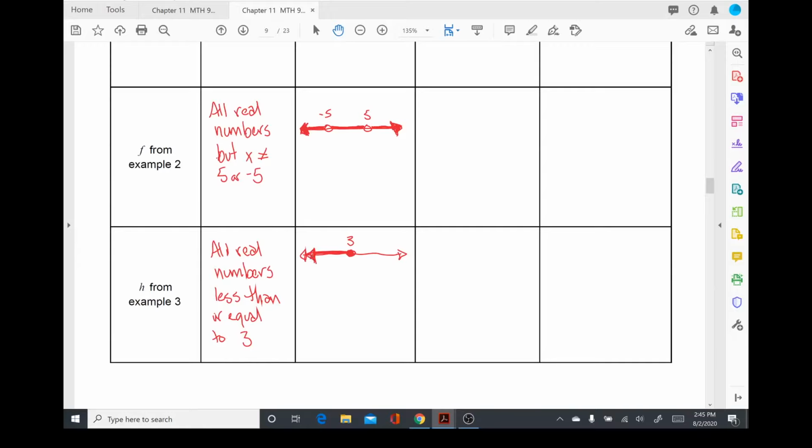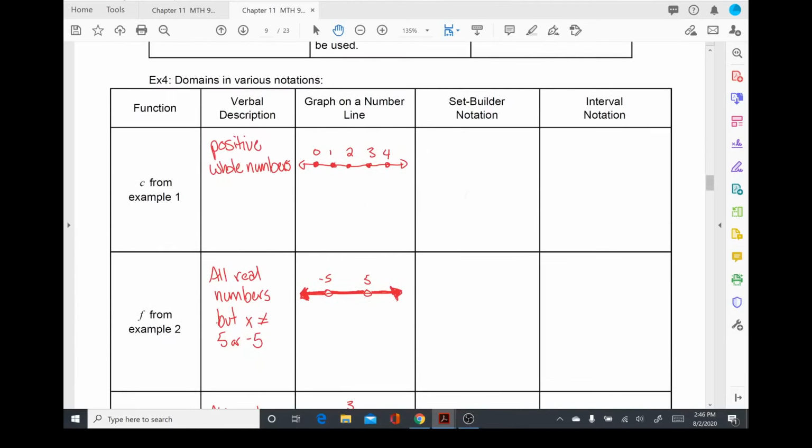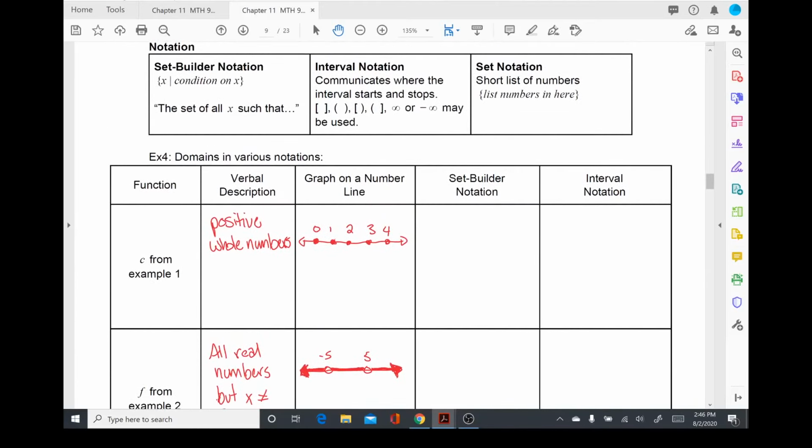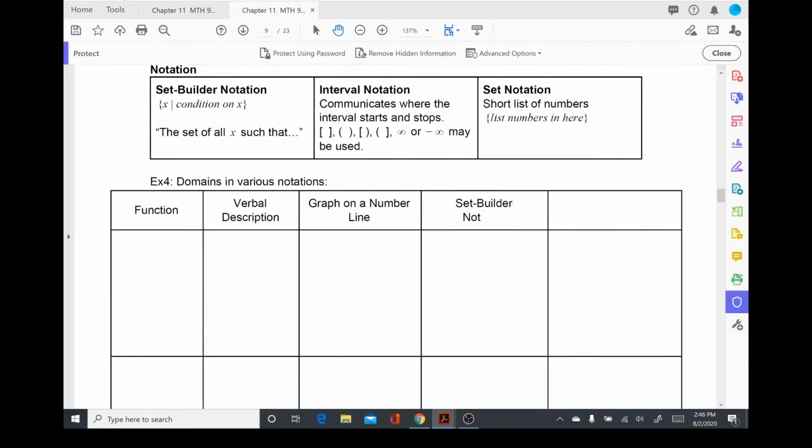Now your book will do this instead. At the 3, if it equals 3, they will do an inclusive bracket, and I will talk more about those here in a second. And we'll thicken the line to one side, and those have the same meaning. I would accept either. And then here's this new stuff that we're going to talk about. It is going to be set notation and interval notation.